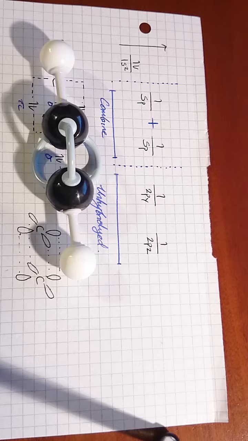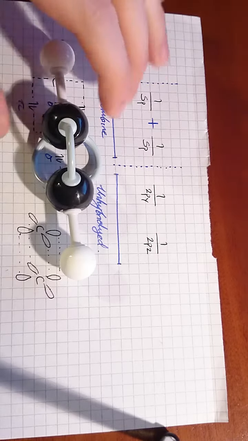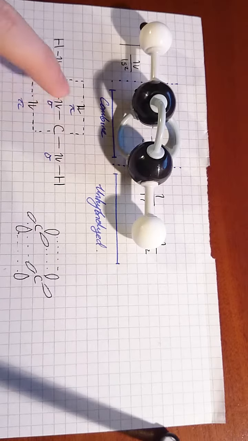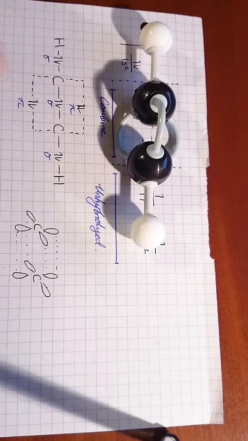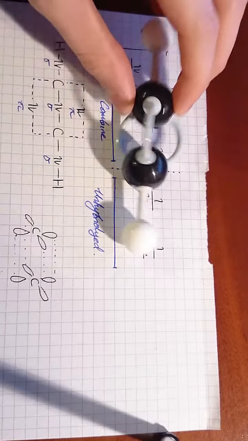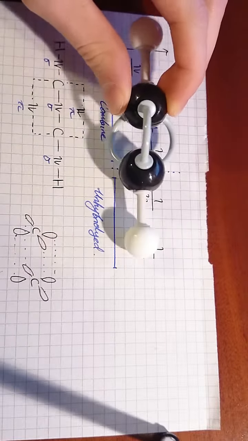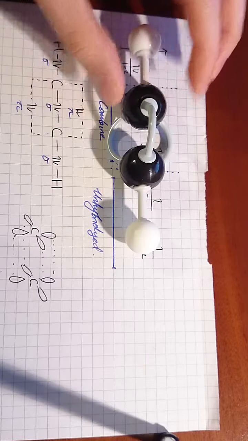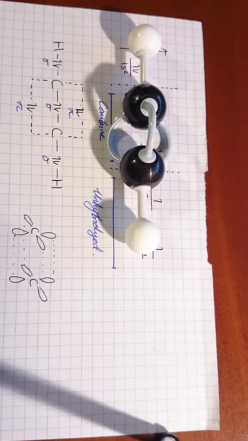Ethyne has 3 paired electrons holding the two carbons together. So you've got 3 paired electrons, so that's a total of 6 electrons being shared in here. Therefore, it has a stronger attracting force compared to ethene, so it has a shorter bond length and a higher energy required to break this triple bond.